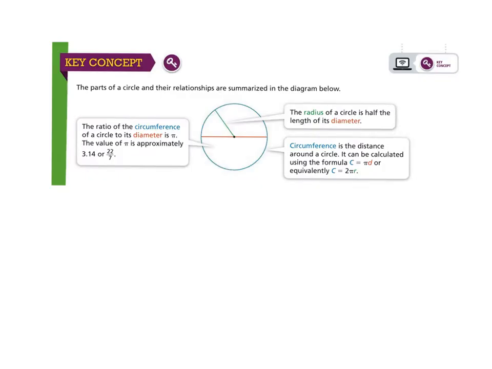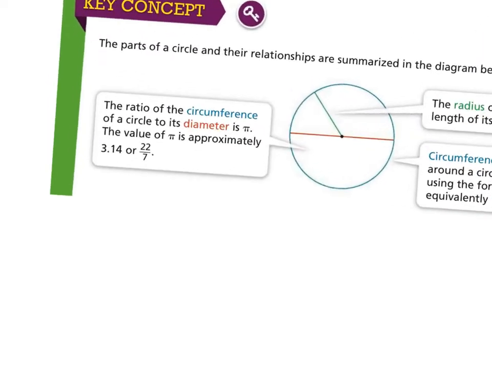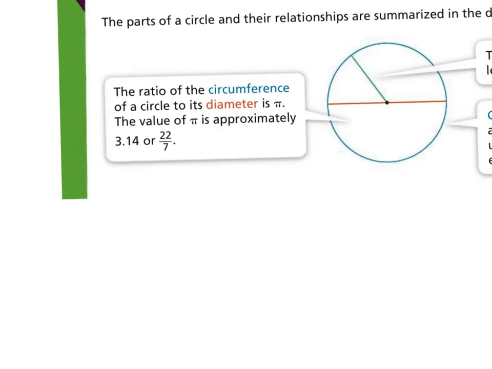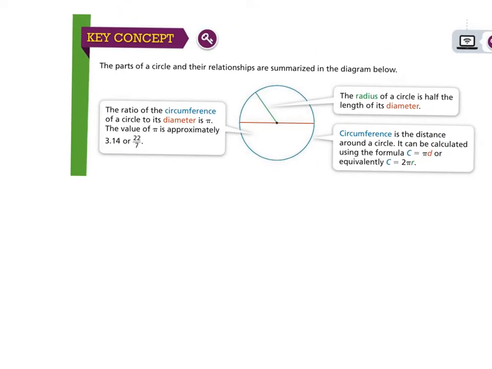So key concept, just kind of recapping the different things we talked about. One thing I didn't mention earlier, sometimes instead of 3.14, 22 sevenths is another value that approximates pi as well. So you can use either one of those. 3.14 is pretty commonly used though.